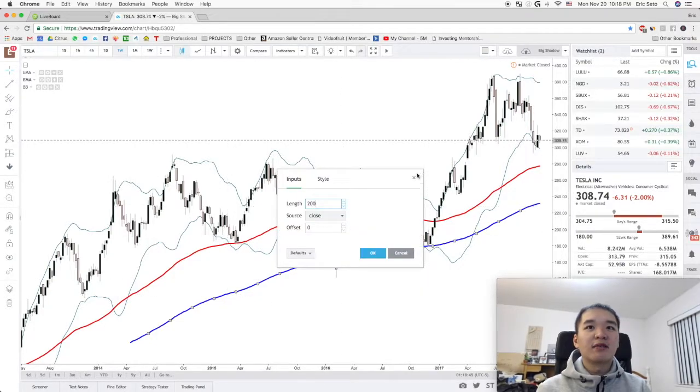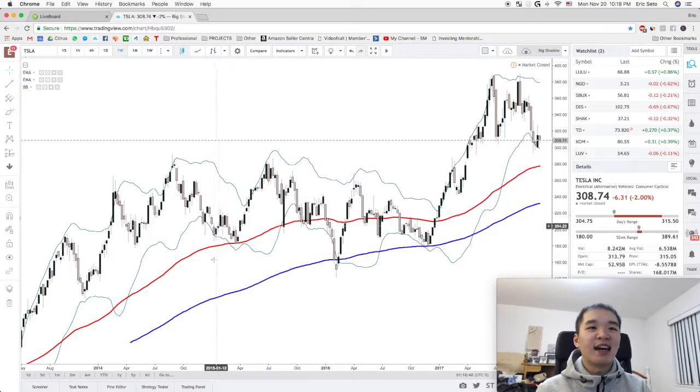Let me double check that. Of course, I was mistaken. So the red one is actually 100, which means I'm looking at the average price for 2 years. And the blue one is 200, which means I'm looking at the average price for 4 years. So if you see that price is above the red one and the blue one, means you have an uptrend. But I'll get into that in a bit.